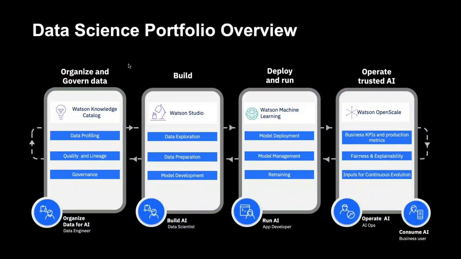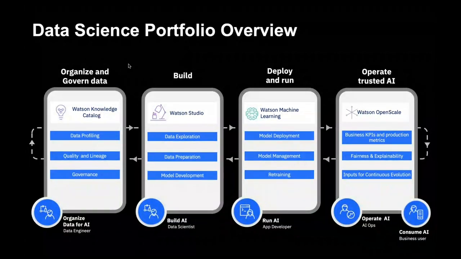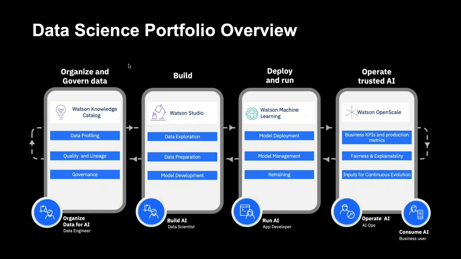So looking at the analyze rung of the ladder, we have these four offerings that form the data science portfolio. The first offering you see here is the Watson Knowledge Catalog. This is a metadata catalog to organize your data assets, enforce governance, and track quality and lineage of your data. It is really the baseline.